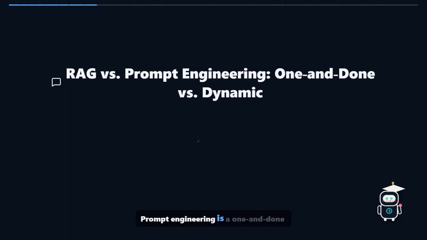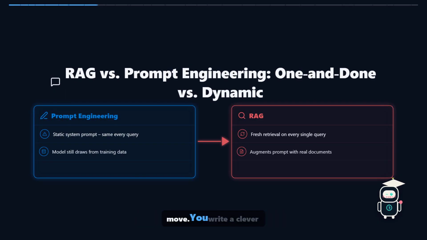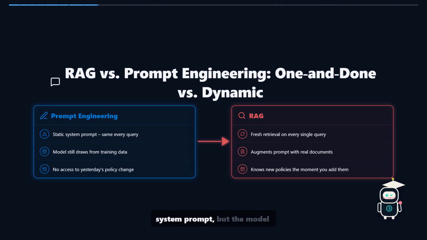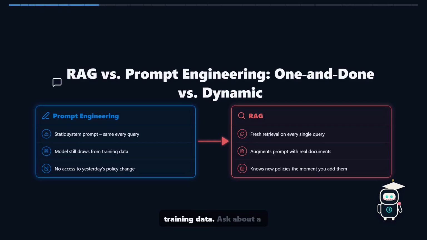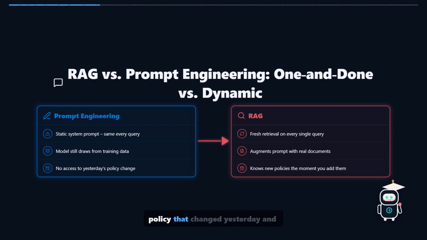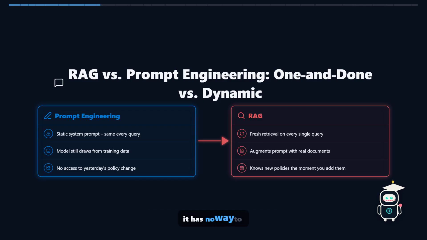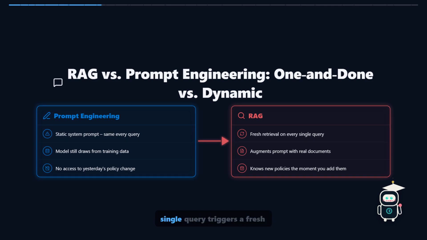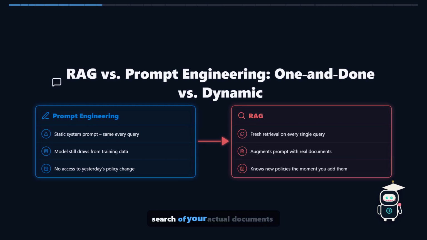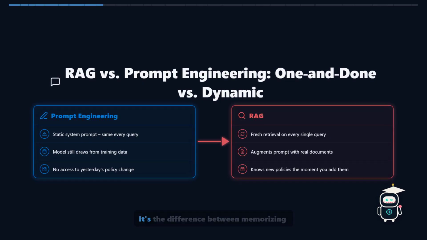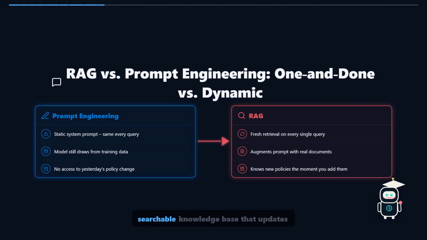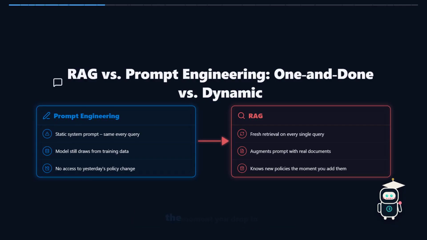Prompt engineering is a one-and-done move. You write a clever system prompt, but the model still reaches into its static training data. Ask about a policy that changed yesterday and it has no way to know. RAG is dynamic. Every single query triggers a fresh search of your actual documents and injects the latest context. It's the difference between memorizing a fact sheet and having a searchable knowledge base that updates the moment you drop in a new file.